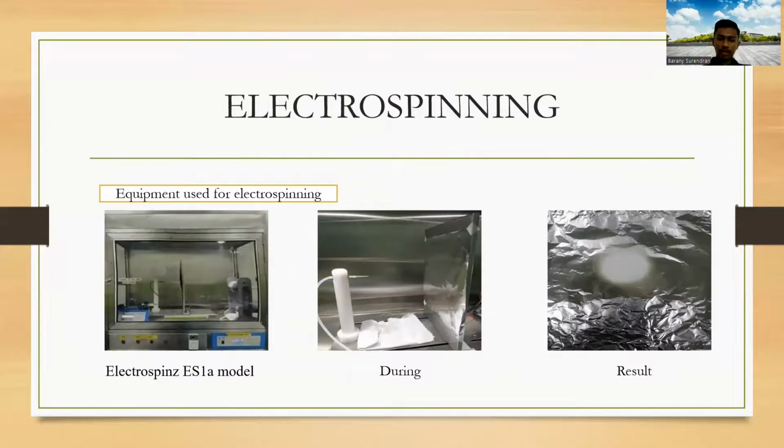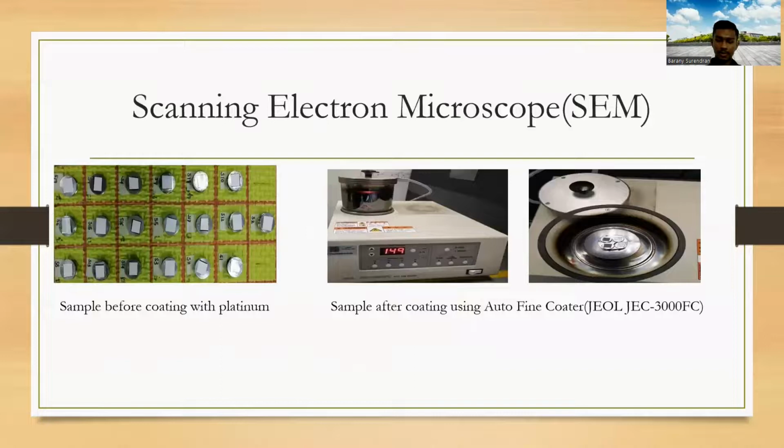So these are during the electrospinning process. In this study, I use this machine, which is the Electrospin EZIA model in Factory 2 in FTK. The second picture shows the process during electrospinning, and these are the results after electrospinning. This is the scanning electron microscope, SEM. As you can see in the first picture, this is the sample before coating with platinum. The second picture shows the sample after coating, and the third is the results.